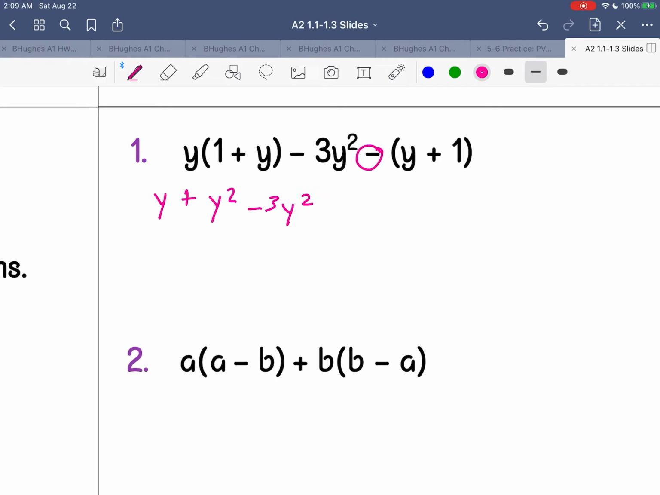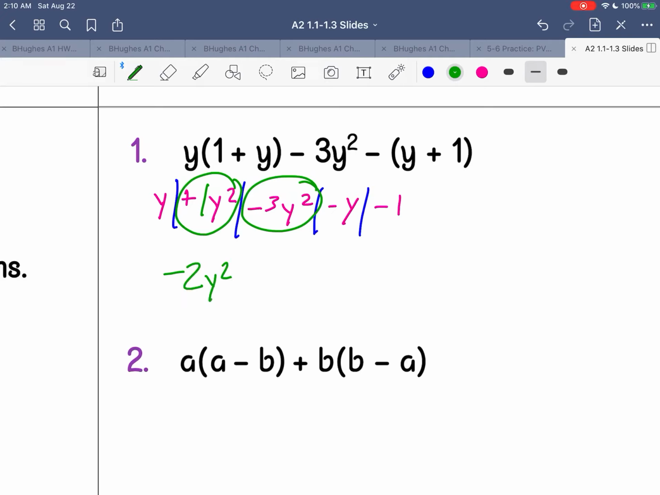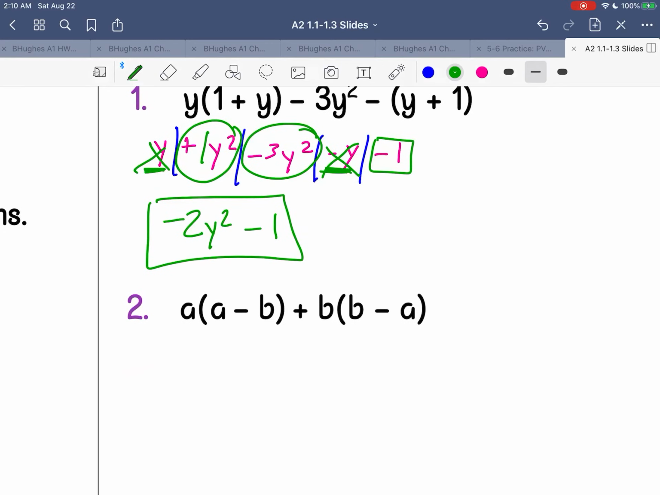Then I have minus 3y squared, and then look, I have a negative in front of parentheses, which is the equivalent of -1. So when I distribute that, I'm going to get negative y and -1. For adding like terms, I'm going to cut up my terms and look for terms that are alike. Well, I see 1y squared, that's what that means, and -3y squared. 1 plus -3 is -2, so I have -2y squared. Then you should see that I have positive y and negative y. Those are going to cancel. So the only term remaining now is a -1. So my answer is -2y squared minus 1.